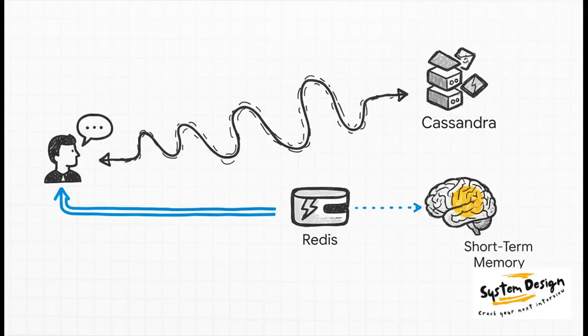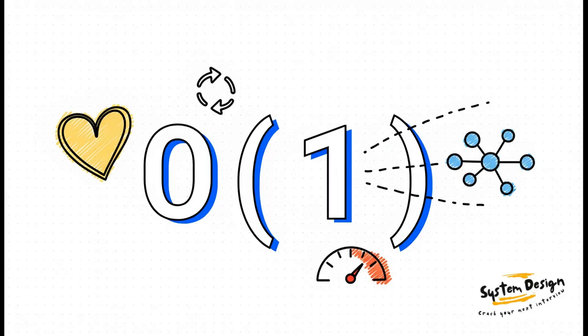It first checks a much smaller, lightning-fast cache called Redis. You can think of Redis as the system's short-term memory. It only keeps track of the most recent swipes, making it incredibly fast to search. And because of that clever trick, we get this, O(1).